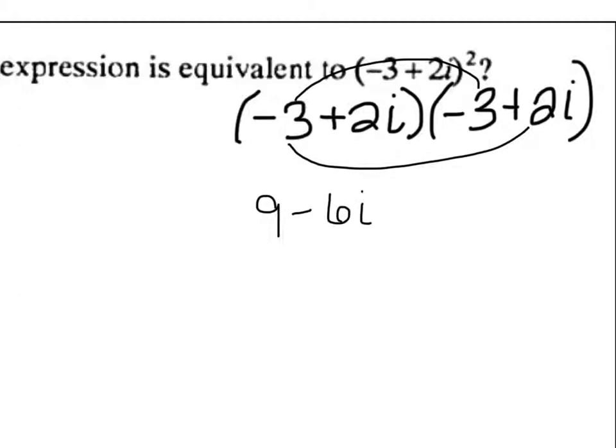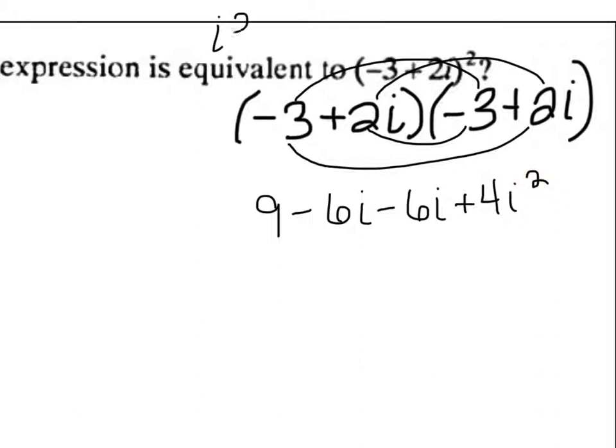Then I move on to the second term. 2i times -3 is again a -6i. 2i times 2i is 4i squared. Well, we know that whenever we see an i squared, we replace that with -1. So since my 4 is positive, when I replace this with -1, it's going to turn into a -4. 9 minus 6i, minus 6i, and then minus 4.